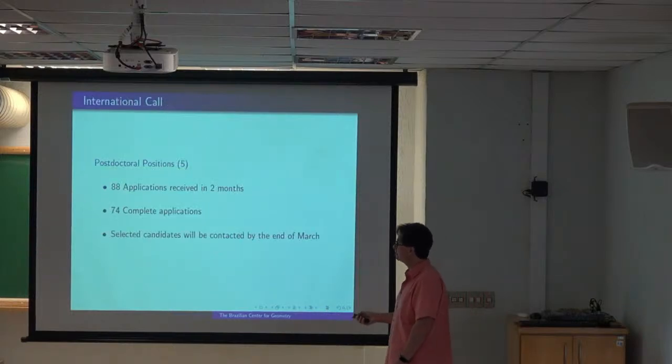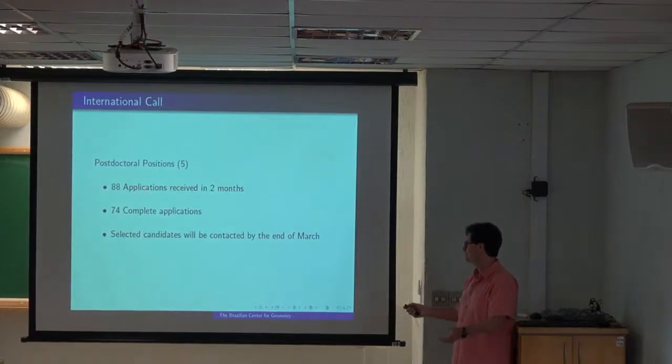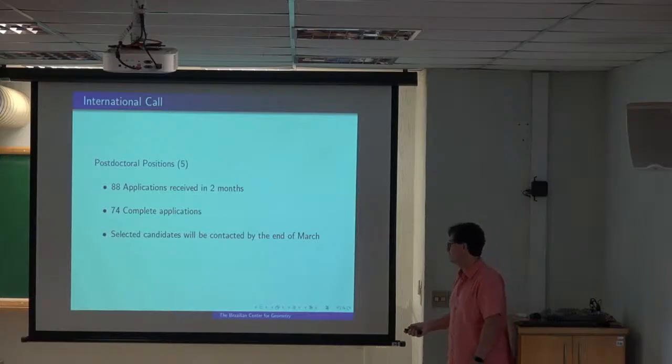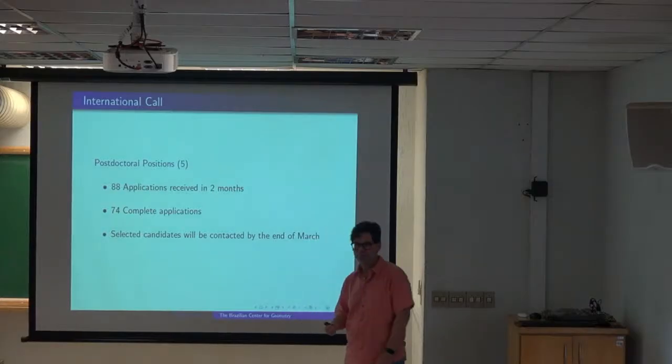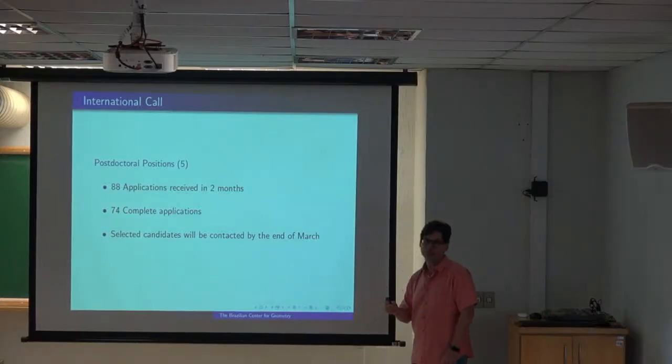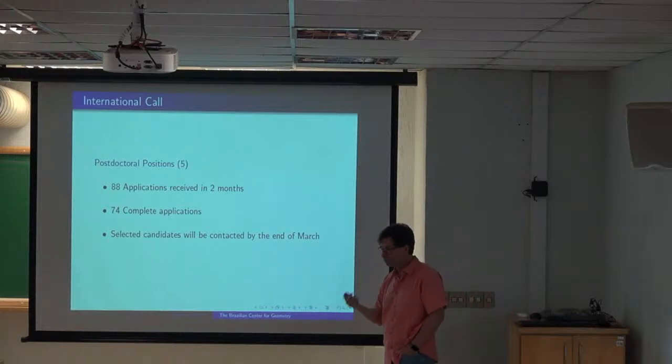Right, so we made an international call. There were 88 applications for 5 grants. We selected 5 candidates, and they will be starting their projects between this month, May, and next October. All these 5 candidates will be starting their positions here in Campinas and in Rio Claro and São Paulo and so on.